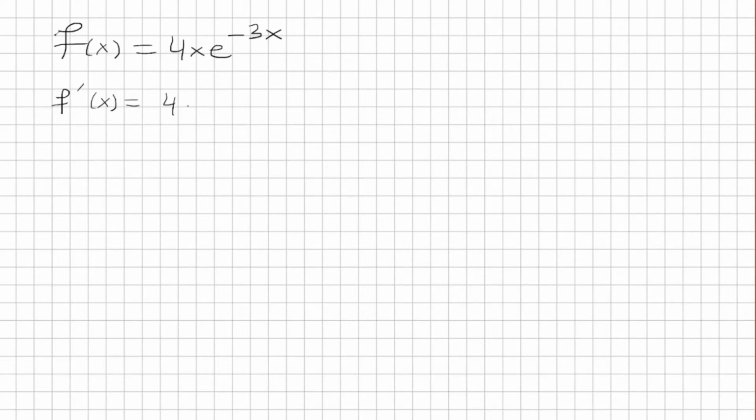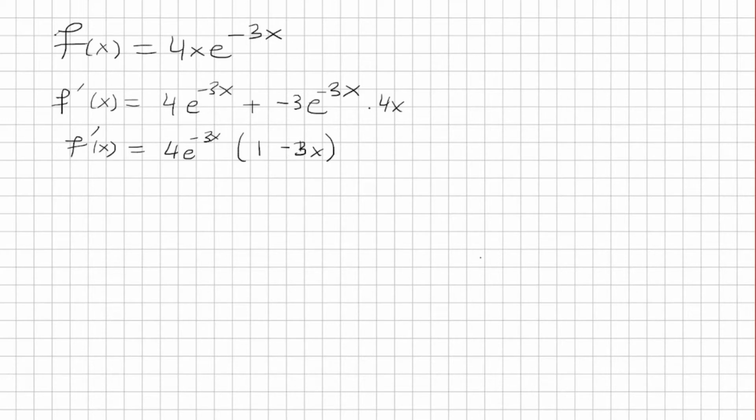So the derivative of 4x is 4 times e to negative 3x, plus the derivative of e to negative 3x, which is negative 3 e to negative 3x, and then times 4x. Now I can factor this out. So I have 4 e to negative 3x, and that's just 1 minus 3x.